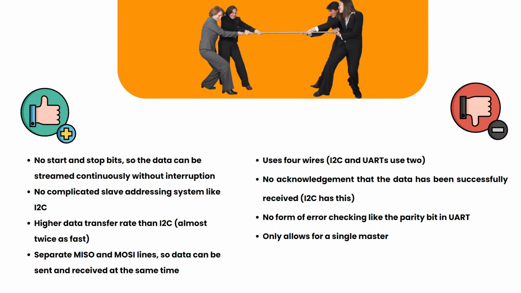In UART and I2C, the data is sent in packets. So in UART, you can get to know using the parity bit, likewise in I2C. But SPI doesn't have any packet, so there is no acknowledgement that your data has been successfully sent or not, and no form of error checking like the parity bit in UART. Also it only supports one master, which means single master and multi-slave. It doesn't support multiple masters and multiple slaves. So these are the drawbacks in SPI communication.